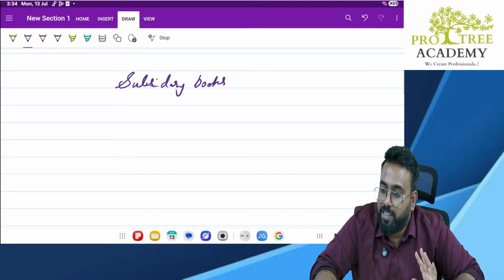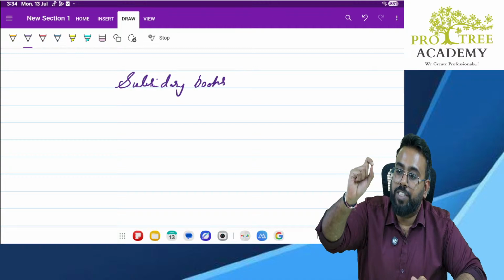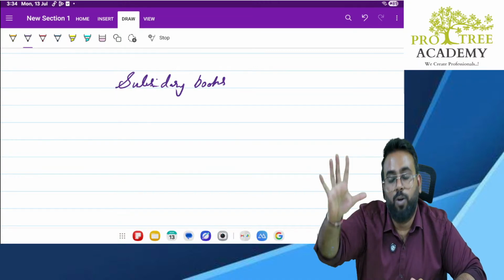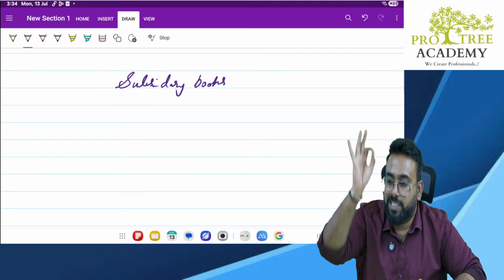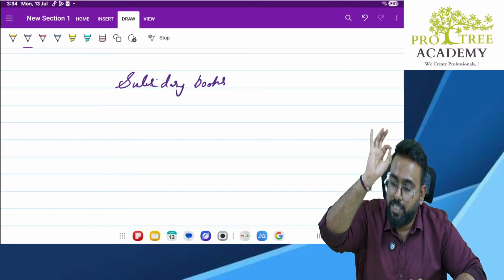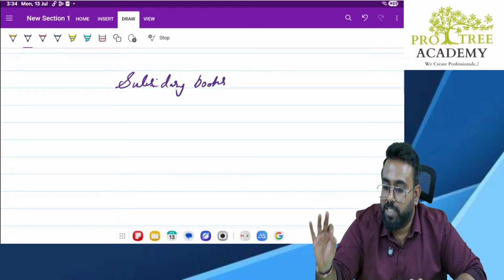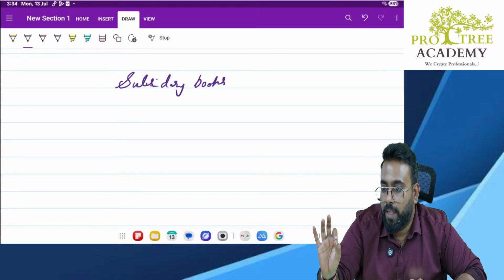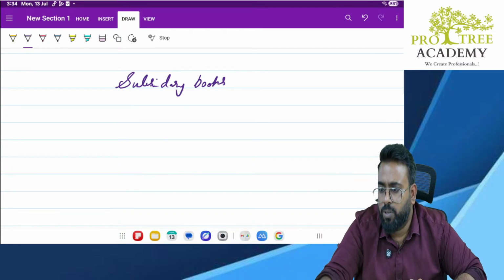Clear, everybody? Yes, sir. The same logic applies to the purchase book. Only credit purchases will come under the purchase book. All the cash purchases will directly go to the cash account or cash book.